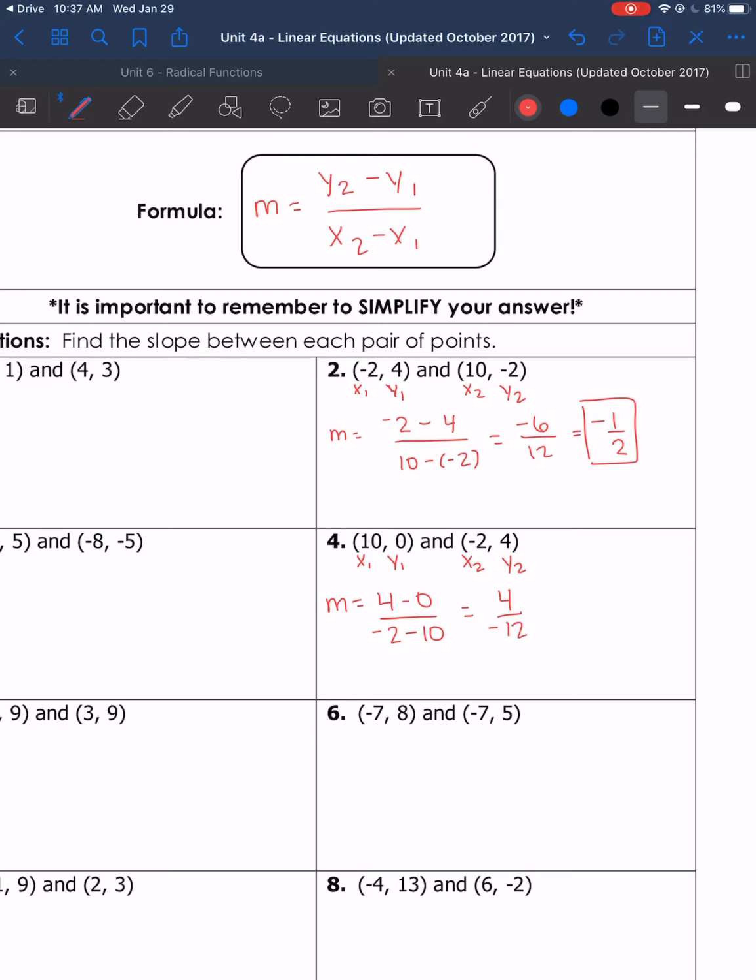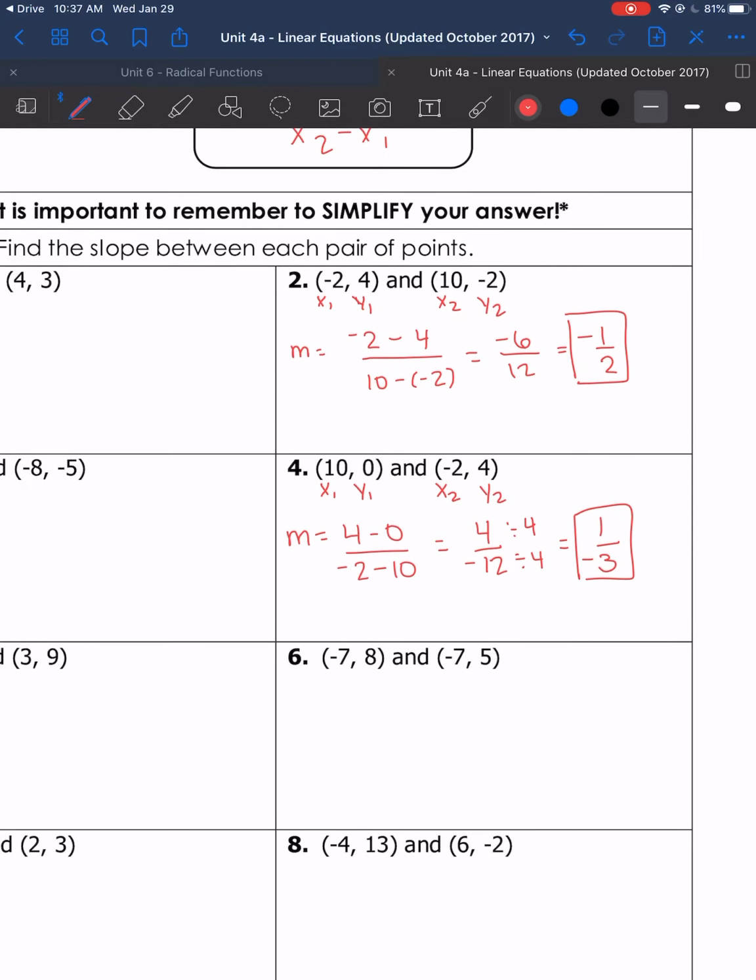They're both divisible by 3. Actually, they're both divisible by 4 even. Let's do 4 instead of 3. One over -3. So -1/3.